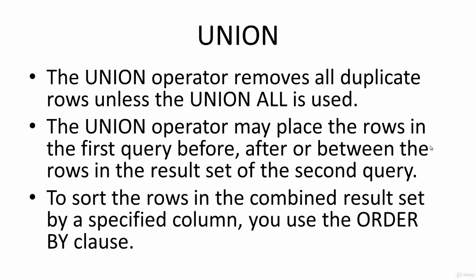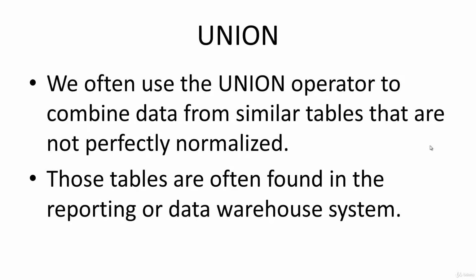But now that we understand union and union all, so again, the union operator just removes all the duplicate rows unless the union all is used, then we often use the union operator to combine data from similar tables that are not perfectly normalized. And what I mean by that is basically you have two tables with the exact same type of information inside of them, but you want to just join that information together. So a typical join statement doesn't really work in that sense because you basically just want to take all the rows from one table and all the rows from another table and just almost like concatenate them or mix them into a single table. So those tables are often found in the reporting or data warehouse system.